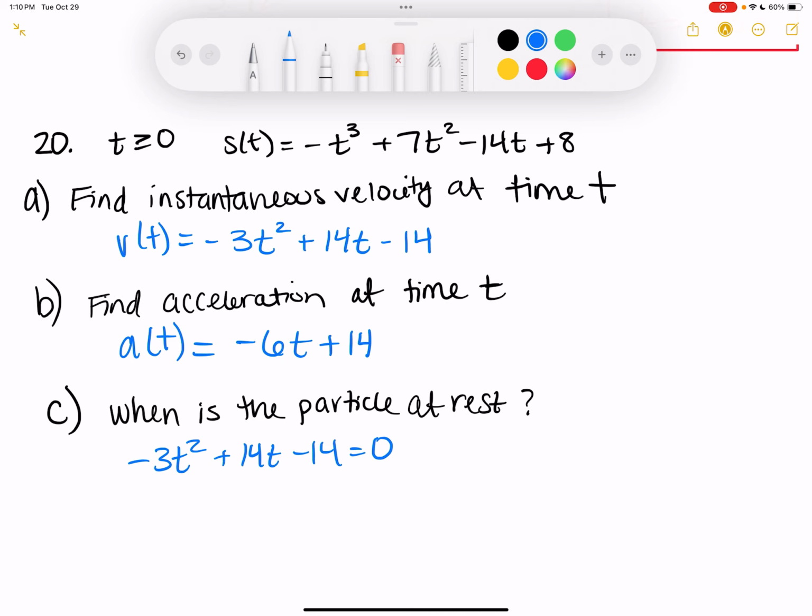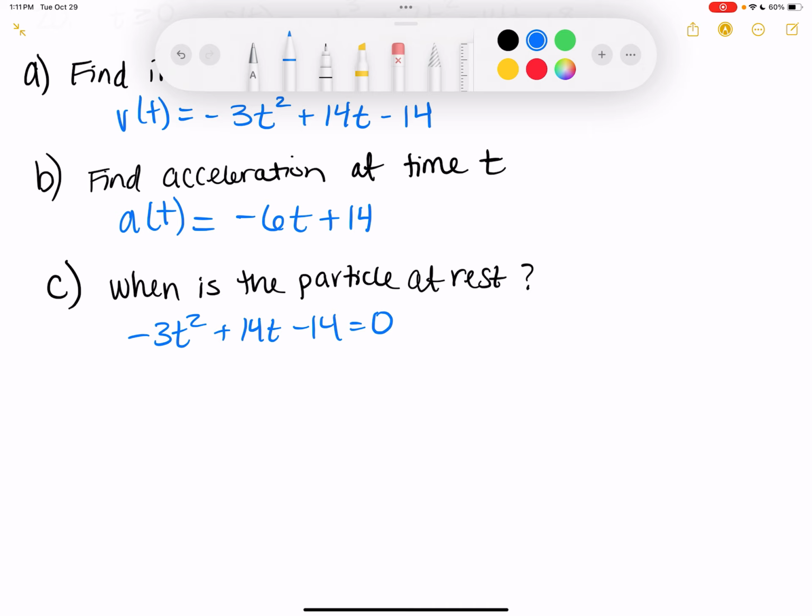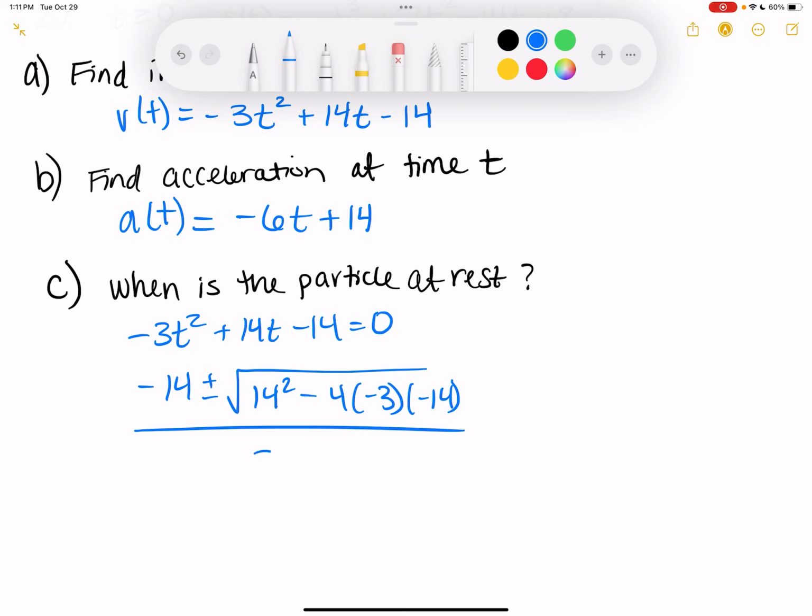I'm gonna say no. You weren't supposed to tell me. Trying to speed this process up. We don't have a lot of time. Chop chop. I guess we just need a little more acceleration. So what might I need if I can't factor? The quadratic formula. Terrifying thing. Negative 14 plus or minus the square root of 14 squared minus 4 times negative 3 times negative 14, all over 2 times negative 3.